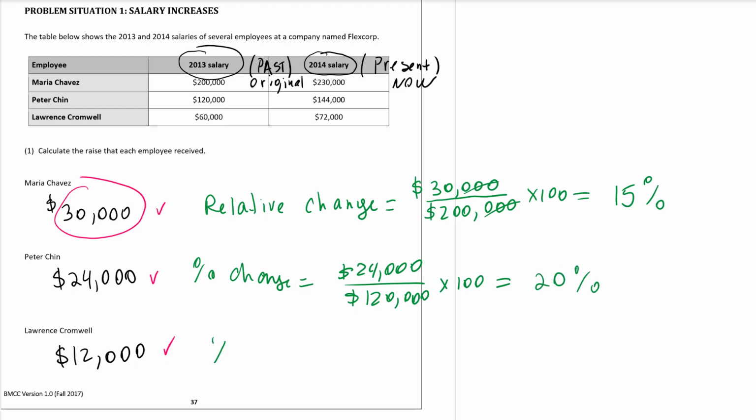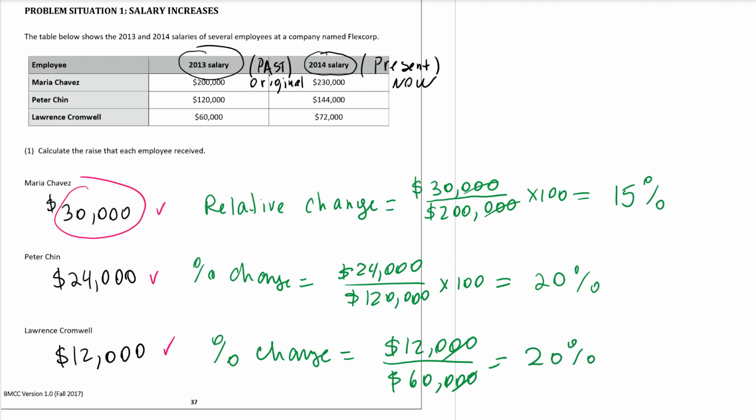And finally for Lawrence, he had the lowest salary to begin with, and his increase was $12,000 on a salary of $60,000, and that changes also 20%. So now, do you see the justification of why Maria might be unhappy? Her relative change was lower than the other two.